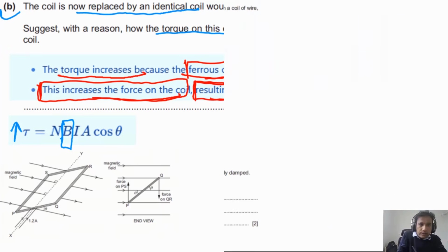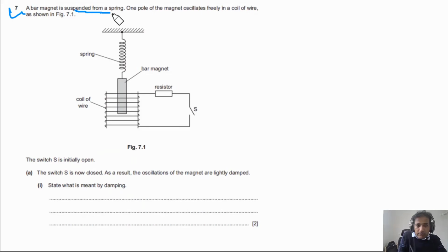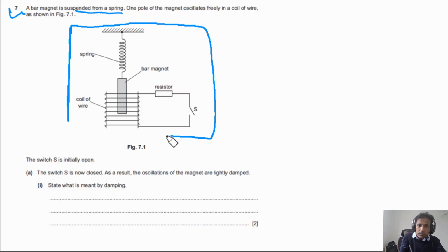Question 7 says a bar magnet is suspended from a spring. One pole of the magnet oscillates freely in a coil of wire as shown in figure 7.1. So this figure is very common about oscillations and electromagnetic induction. You have to be very clear about this one, meaning you need to listen to this question carefully to have a good understanding of this type of problem. And this is a very common one.